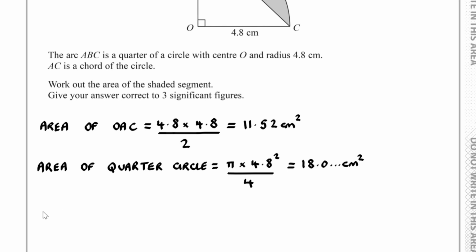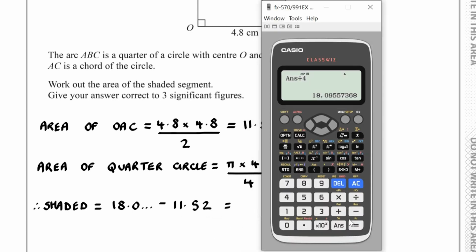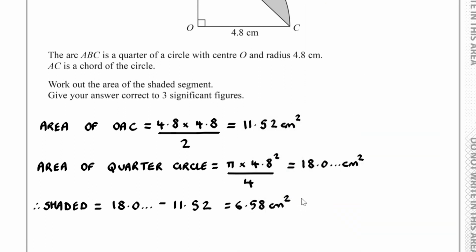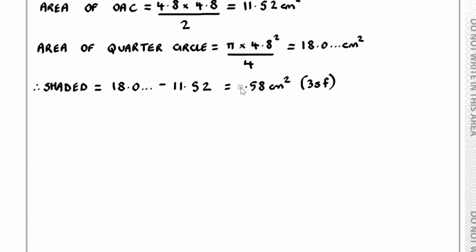So the shaded area, well, I've got this 18.0, etc. Then I subtract the 11.52. So if I work this out, I get 6.58 centimeters squared, and this is given to 3 significant figures. So I've got 6.58.